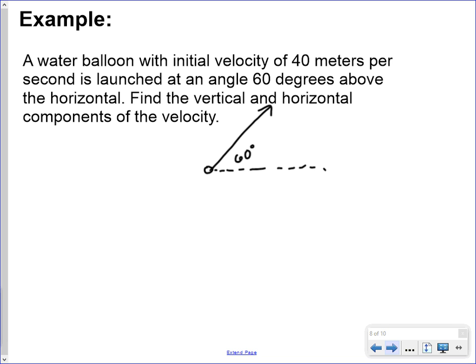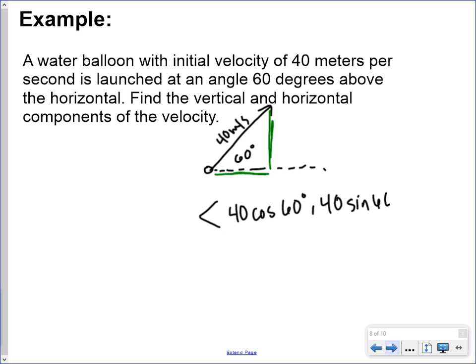Okay. So I would label my 60 degrees, and then like I said, I got 40 meters per second. And you want to get the horizontal and vertical components of velocity. So that's trying to find these two pieces right here. We have our component form for that. So we would do 40 times cosine 60 and 40 times sine of 60. And that would give us both the horizontal and the vertical component.